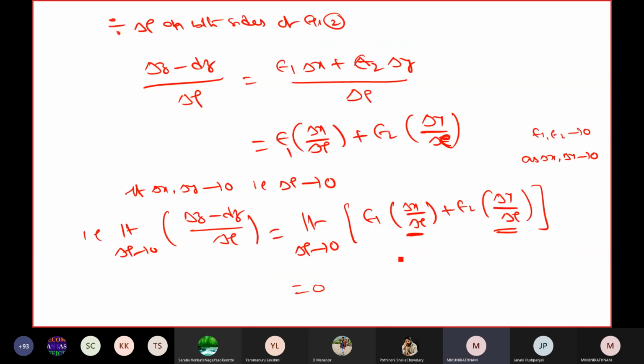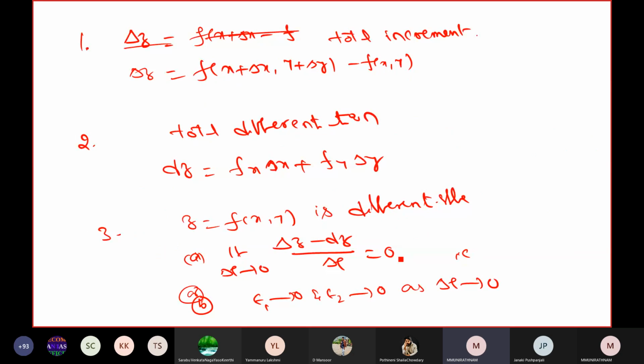That is the three we have given. So total increment, this is the formula. Total differentiation, this is the formula. And differentiable means that you can prove either in this manner or this manner. So epsilon 1 tends to 0 and epsilon 2 tends to 0.